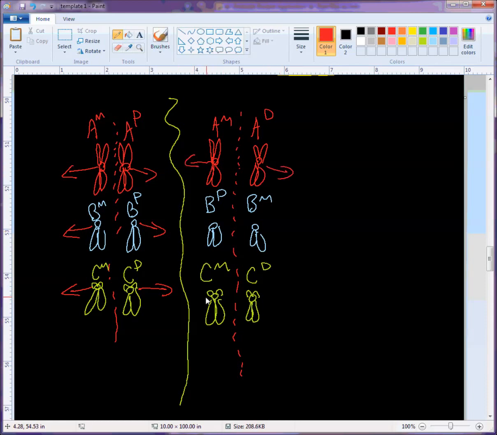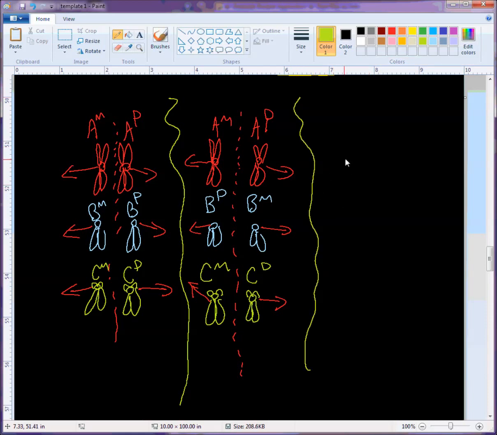So we have the A and C moms on the left, with the B dad on the left, and A and C from Dad on the right, with B from Mom on the right. So we have a different arrangement here.